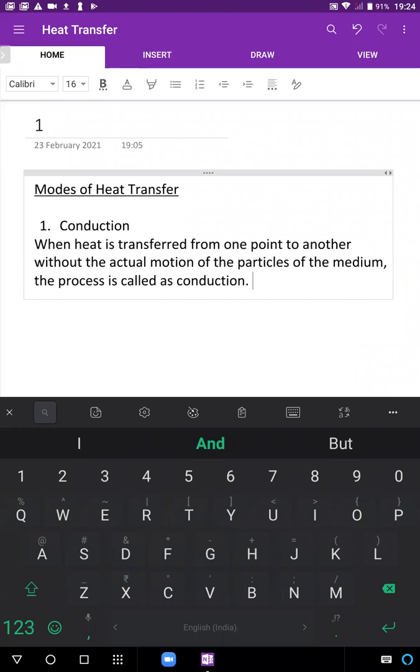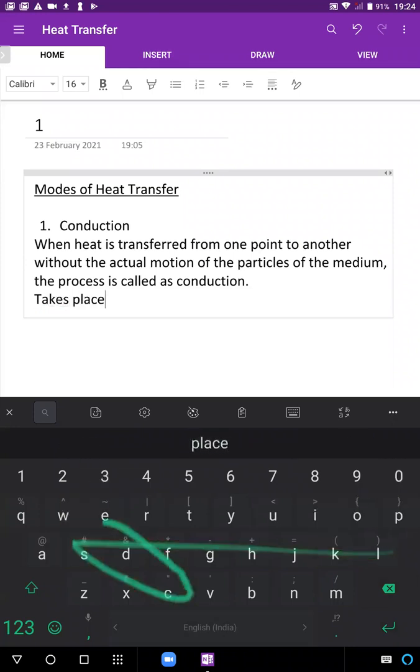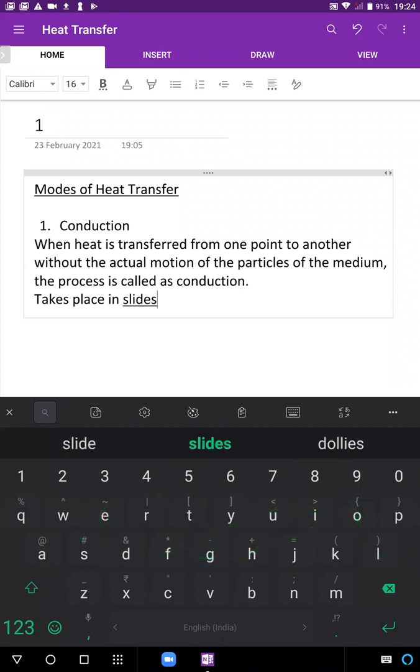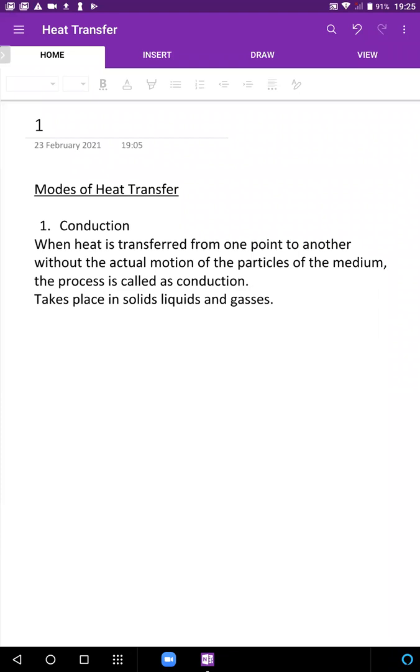Okay. So, I'll just clarify, एक बार ये भी बोल देता हूँ. This takes place in solids, liquids and gases. Okay. So one of you is asking, does this transfer take place within a particle? No, it's not within a particle. Okay. The transfer takes place.